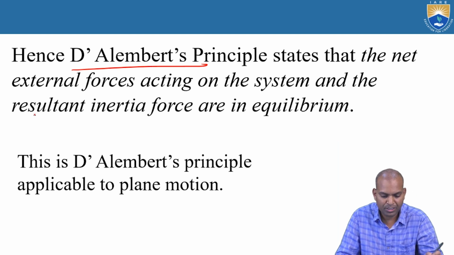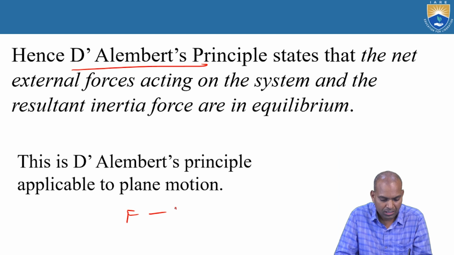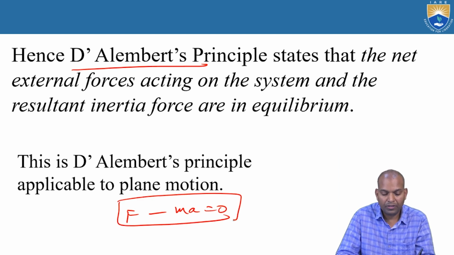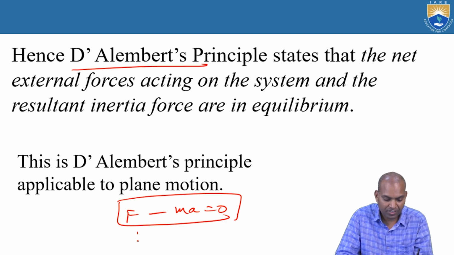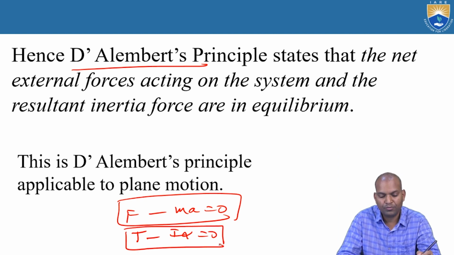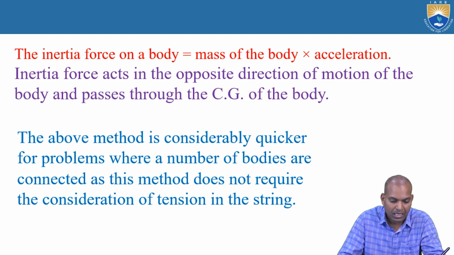There is another form of D'Alembert's principle for rotary motion. For plane motion it is F minus ma equal to 0, which is for force. Whereas for rotary motion, it is T minus I times alpha equal to 0. This is also D'Alembert's principle for angular motion or rotary motion.